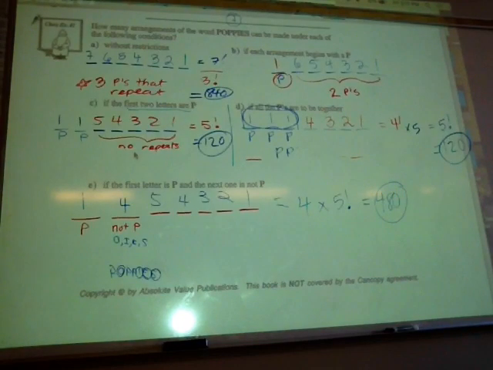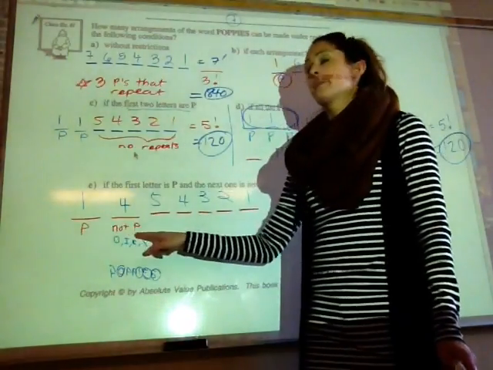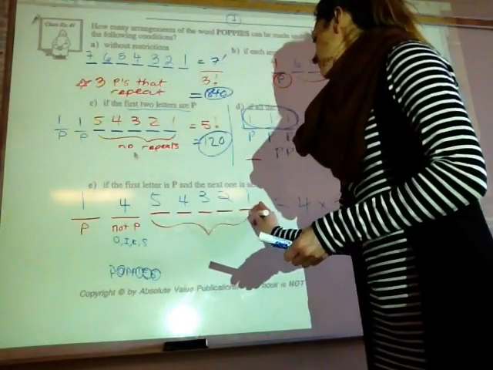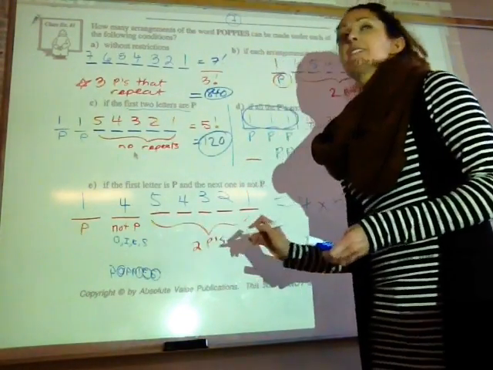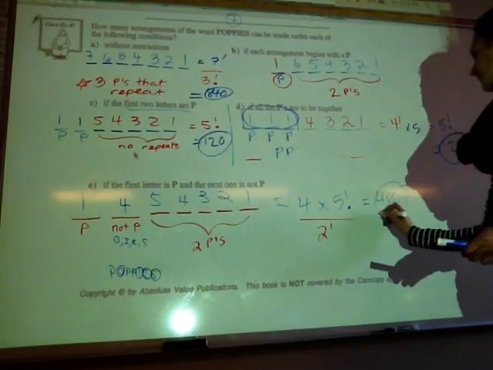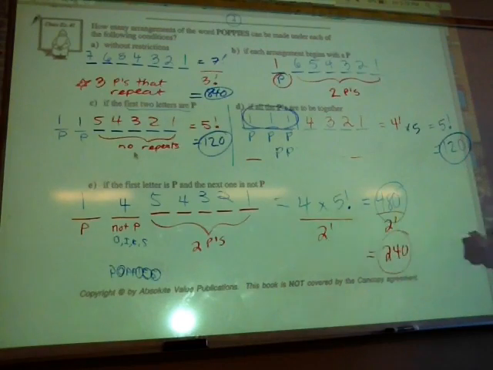What have I forgotten? Look at the word poppies. We have a P, then not a P. Oh, repeat. The repeat, good job. Okay, there could still be 2 P's here. So because they're repeating, we have to divide by 2 factorial. So our answer is 240. Good job, Hannah. You have fire.